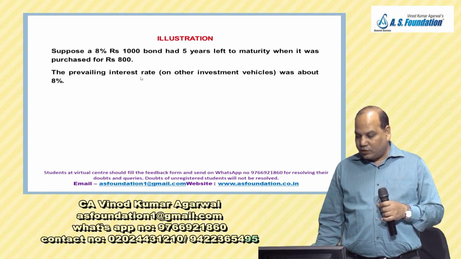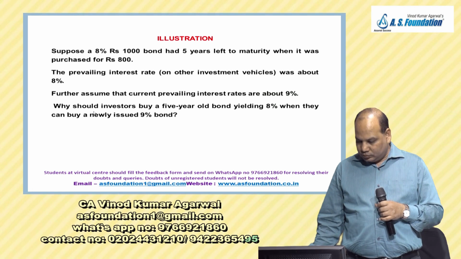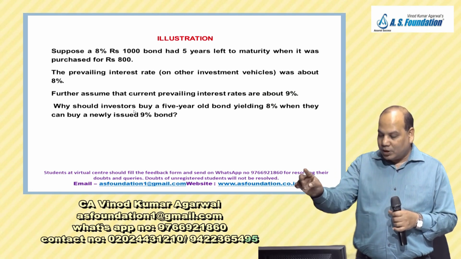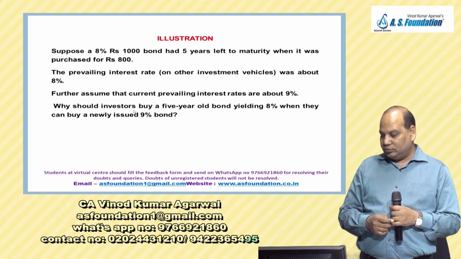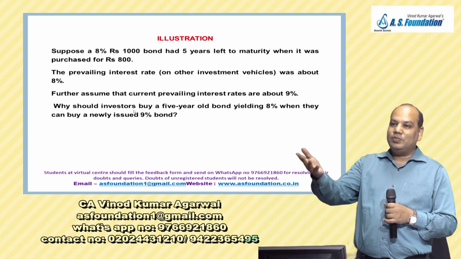The prevailing interest rate on other investment vehicle was about 8%. Further, assume that the current prevailing interest rate are about 9%. When you had purchased it, that time the rate was 8%, but now the rate is 9%. To test your intelligence, why should an investor buy a 5-year-old bond yielding 8% when they can buy a newly issued 9% bond?